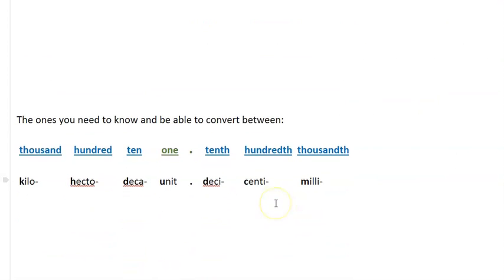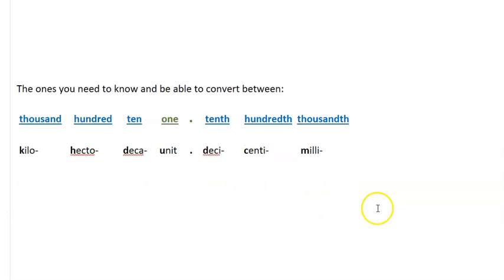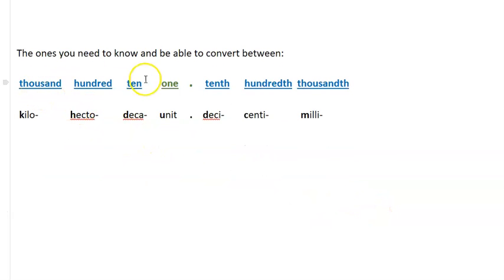So you need to be able to convert between them, okay? Particularly with your ones, tens, hundreds, thousands, tenths, hundredths, and thousandths going the other direction after the decimal place. So the ones are considered your unit. Then if we're getting bigger, we've got deca, hecto, kilo, okay? Your decimal places is deci, centi, milli. These should sound familiar to you.